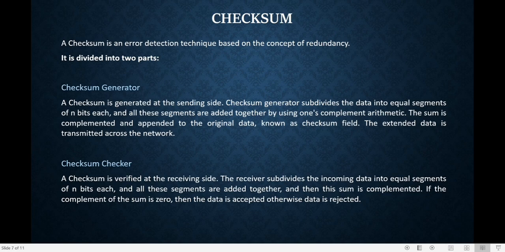And in the checksum checker, a checksum is verified at the receiving side. The receiver subdivides the incoming data into equal segments of n bits each, and all these segments are added together, and then this sum is complemented. If the complement of the sum is 0, then the data is accepted, otherwise the data is rejected.